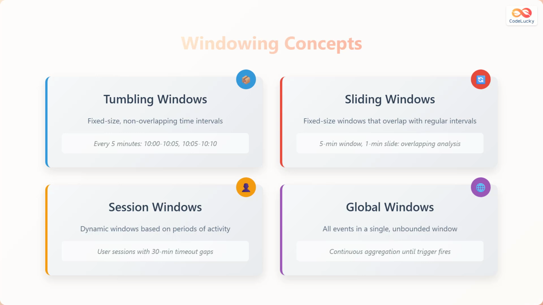Next are sliding windows, which are fixed-size windows that overlap with regular intervals. For example, a 5-minute window sliding every 1 minute, allowing for overlapping analysis. Then there are session windows, which are dynamic windows based on periods of activity. An example is user sessions with 30-minute timeout gaps. Lastly, there are global windows where all events are aggregated into a single, unbounded window and continuously aggregate until a trigger fires.